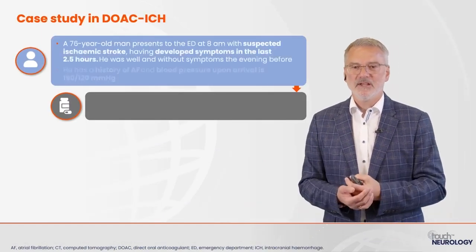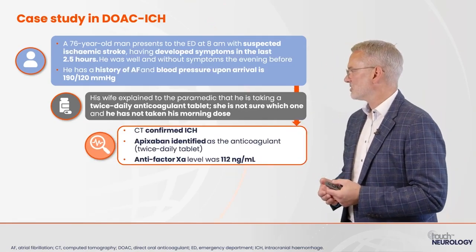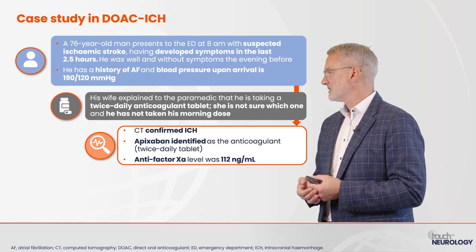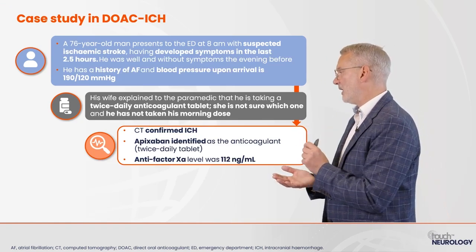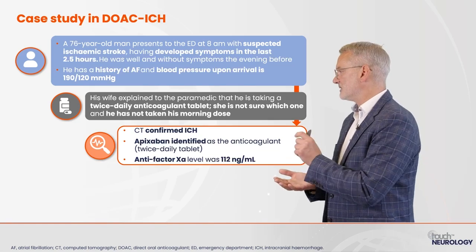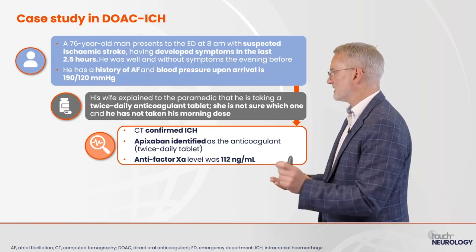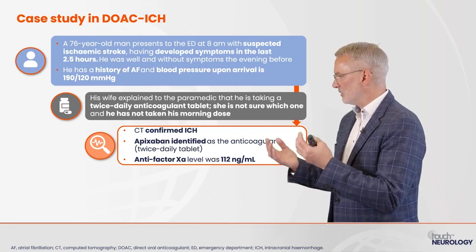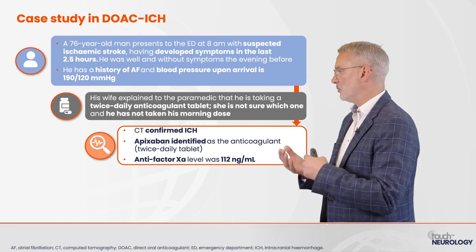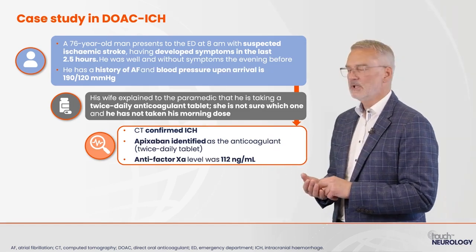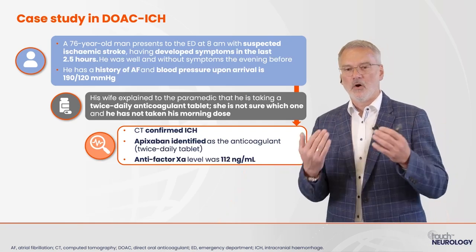Going back to our case study, the CT confirmed ICH in our patient. Apixaban was identified as the anticoagulant, and this was probably derived from the fact that the wife told the ED doctor it's a twice daily tablet, so not a capsule, which could include dabigatran, but a twice daily tablet is the typical dose of apixaban. The anti-factor Xa level was measured, and it was 112 nanogram per ml. So that is really an anticoagulated patient with an ICH on a DOAC.